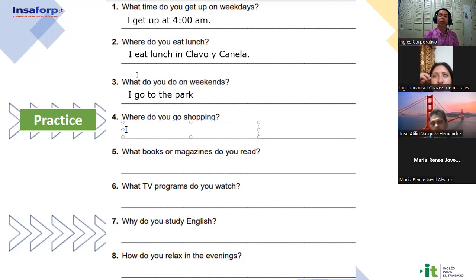For example, number two, Jose Tilio, where do you eat lunch? I eat lunch in Clavo y Canela. Clavo Canela is a place, right? So where do you go shopping, Ingrid? To the Simán. Oh, excuse me. Good store, right? It's a good store, Simán. Nice. The teacher says, teacher goes shopping to Baja Mesa, right?